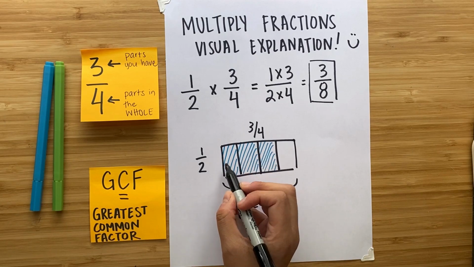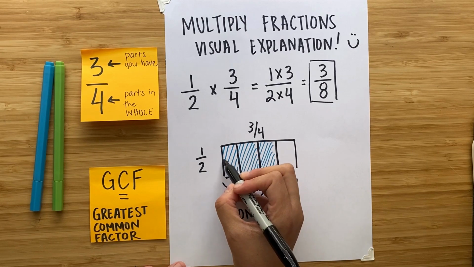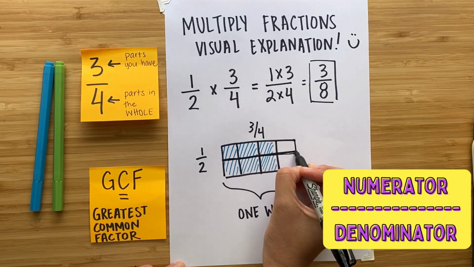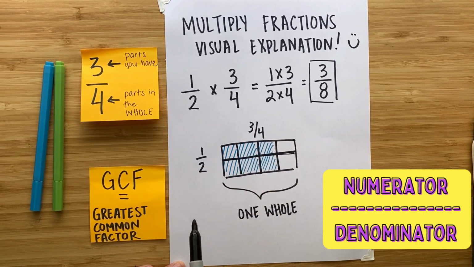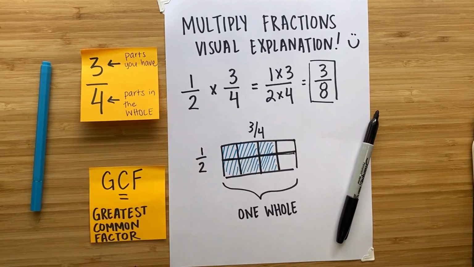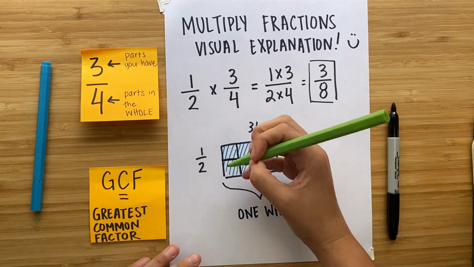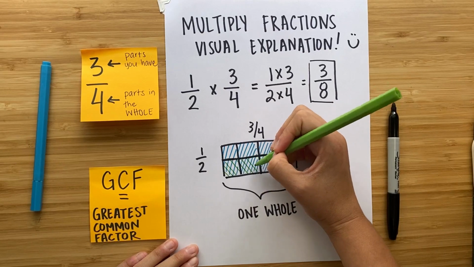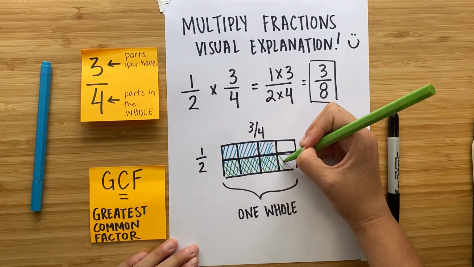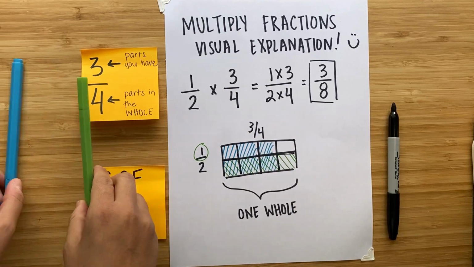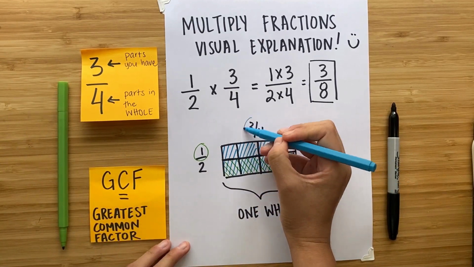So I'm going to cut this whole in half into 2 pieces. The denominator is telling me that there are 2 pieces in my whole and I have 1 of them. So I'm going to take my green marker and I'm going to shade 1/2, 1 of those 2 pieces. And we'll circle them just so it's easy to remember which one is which.